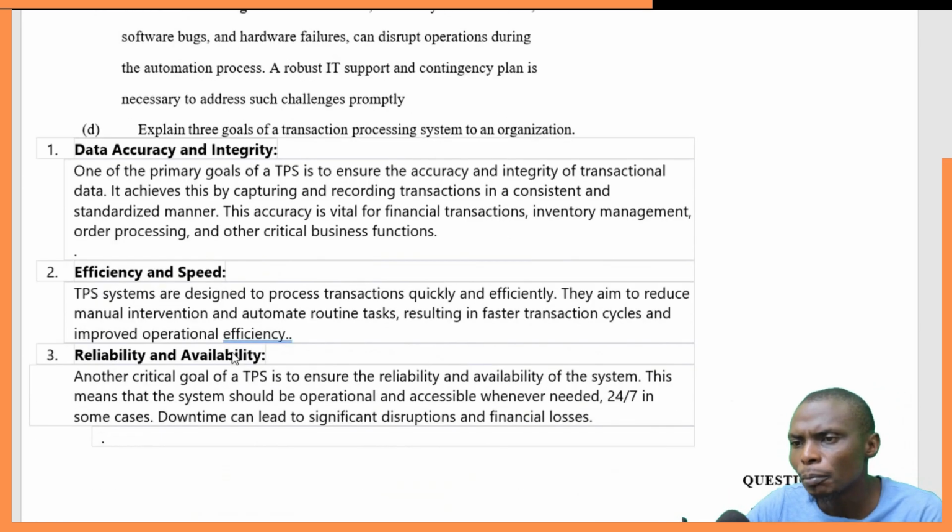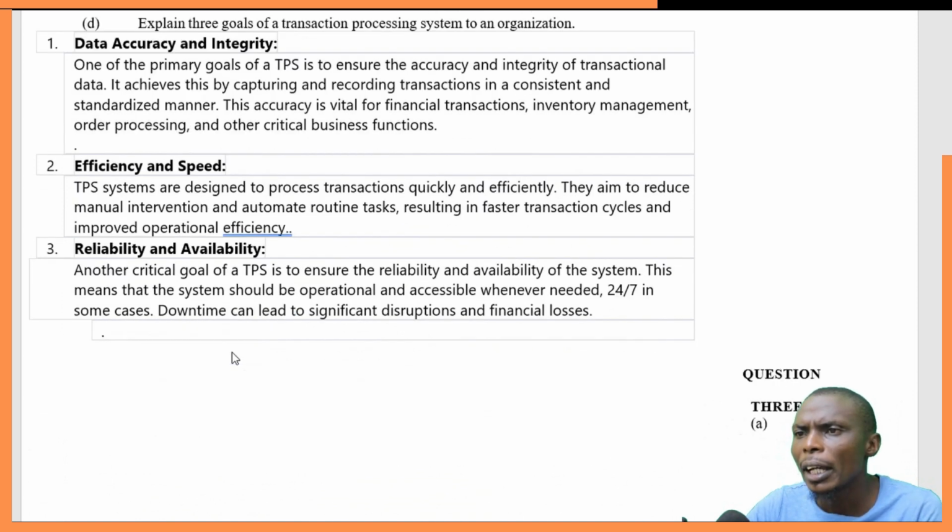Then part D says, explain 3 goals of a transaction processing system to an organization. So what are the major goals of a transaction processing system? The first goal is data accuracy and integrity. That is the major one.